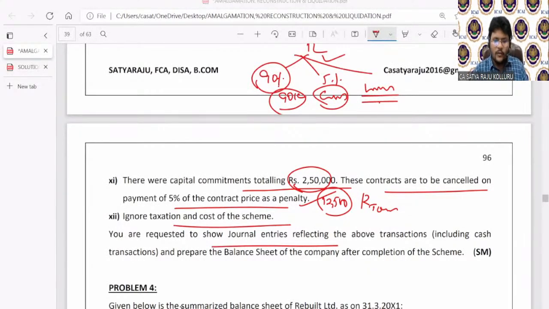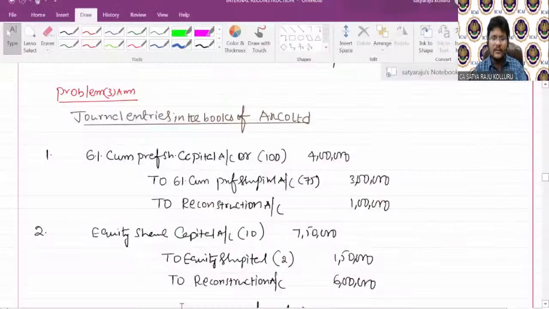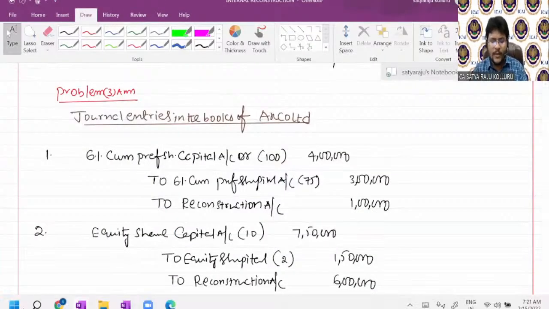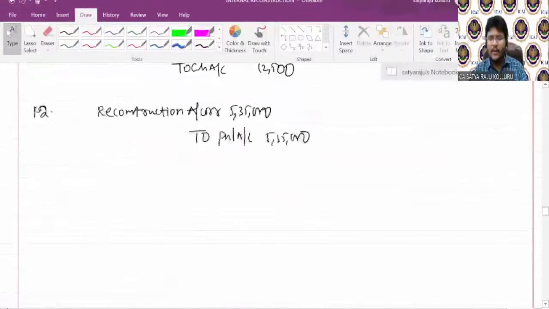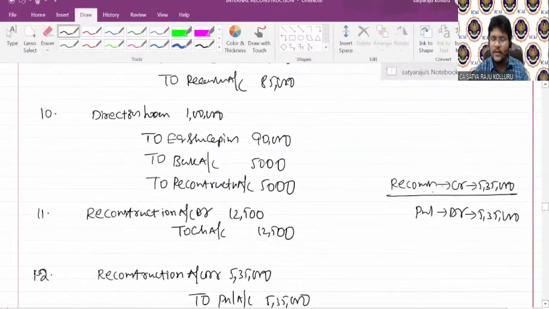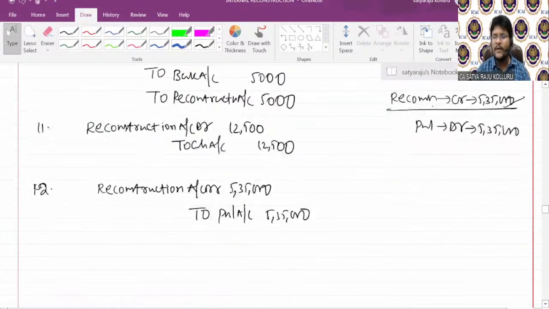In the last class, we already saw all the journal entries. Then after completion of the journal entries, we check the balance in the reconstruction account as well. Now, the balance in the reconstruction account we got is 5,35,000, and the profit and loss account debit balance given in the balance sheet is also 5,35,000, which nullify each other. That's why there is no balance in the reconstruction account after making a set off with the profit and loss account. That's why there is no need to transfer any amount to capital reserve.